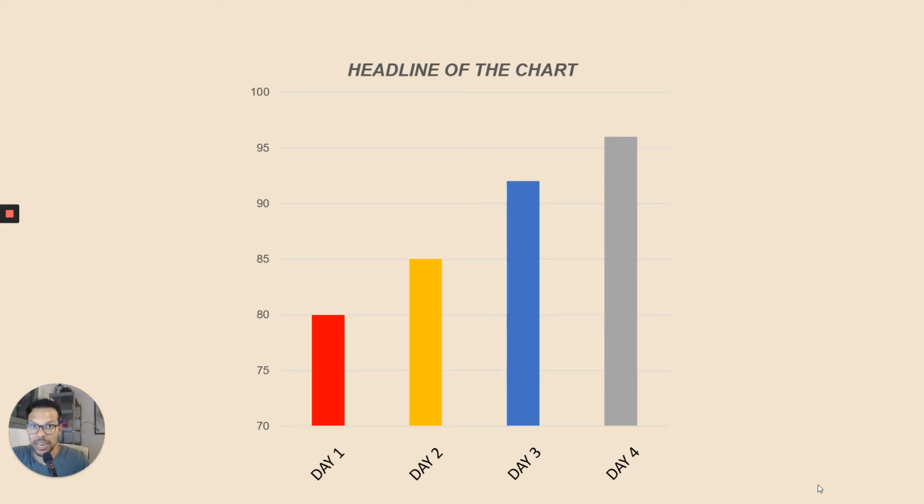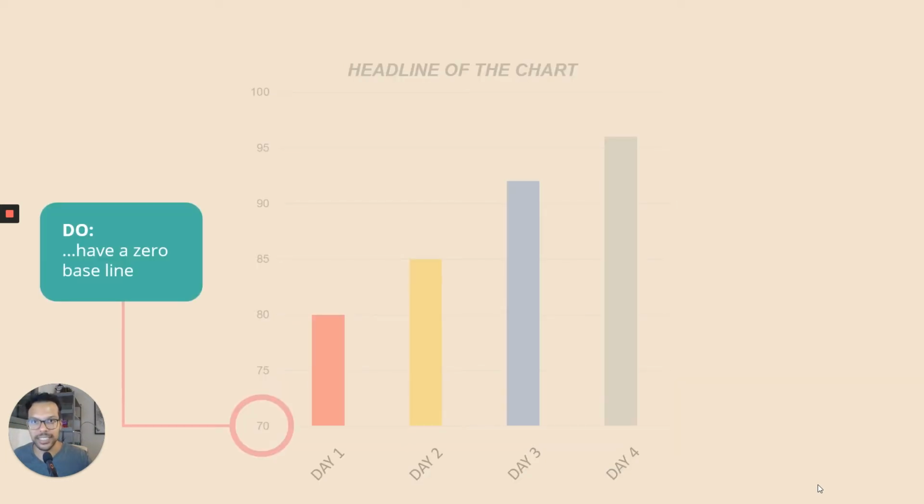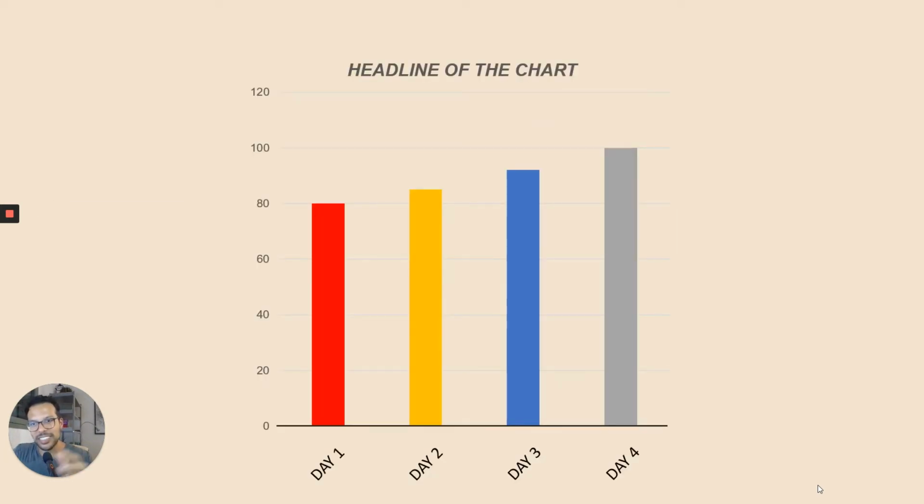First, with bars, you don't have a base value. Remember, bars are used for comparison. And by having a base value, you would be misrepresenting your data. Make sure you always have a zero baseline. And your graph is already starting to look much better.